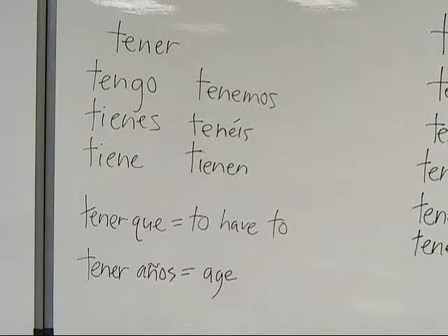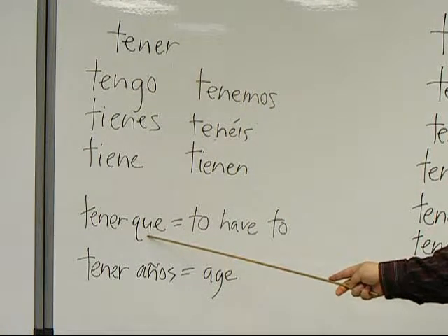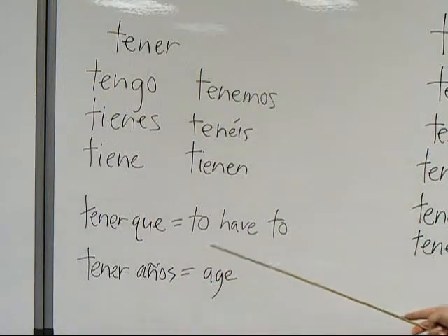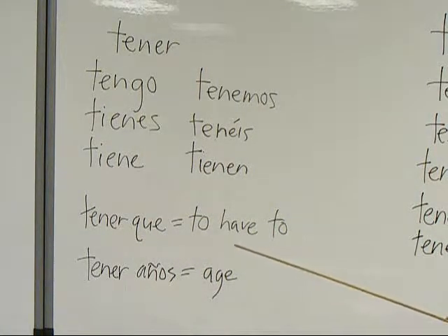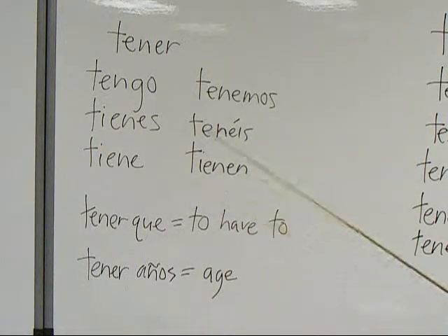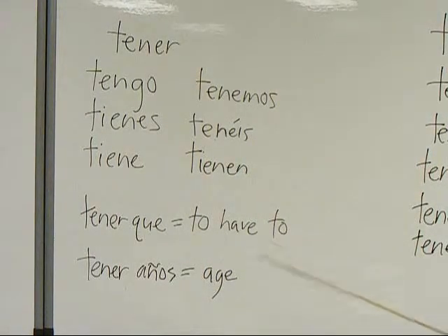Now let's talk about some of the ways the verb is used, and then we'll talk about some phrases that are the key component of the unit in chapter 3 that relates to the verb tener. One thing that you would have learned in chapter 2, but we didn't focus on it much, is that tener with a que after it means to have to. For example, if I say, tengo que lavar las ventanas, that means I have to wash the windows. So tener plus que means to have to.